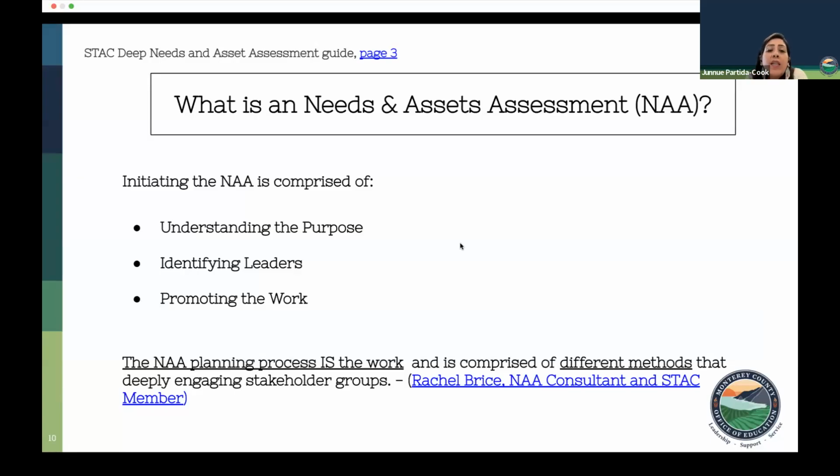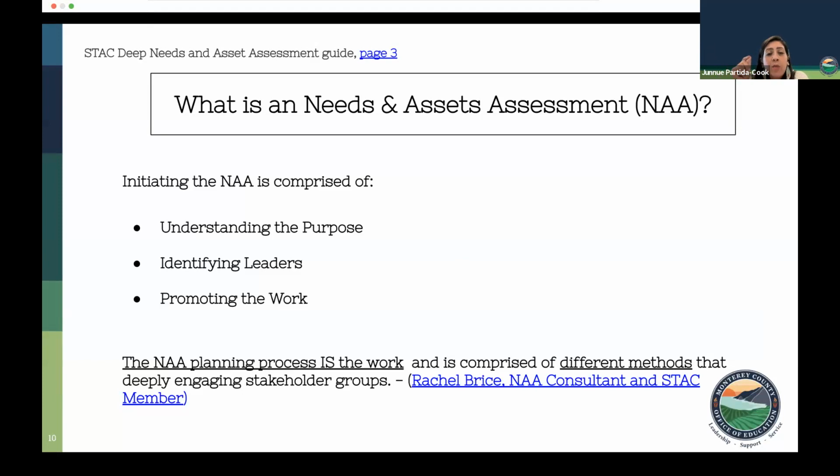Okay, so essentially, what is a needs and assets assessment? Initiating that needs and assets assessment should be composed of understanding what the purpose of the needs and assets assessment is, identifying leaders, and promoting the work. So this is the foundation of needs and assets assessment planning. I think sometimes people may get overwhelmed by the idea of this large survey that you have to get out to 100% of your community members and your stakeholder groups.